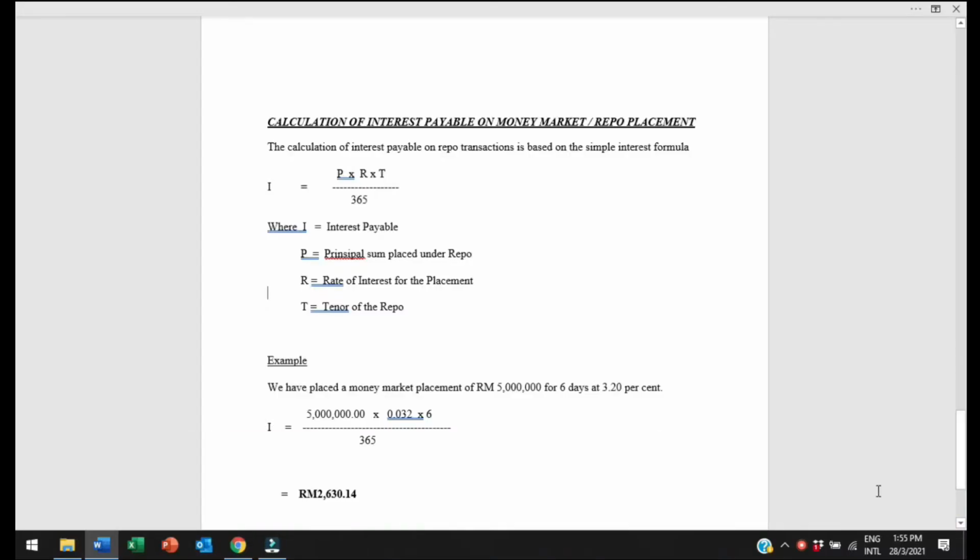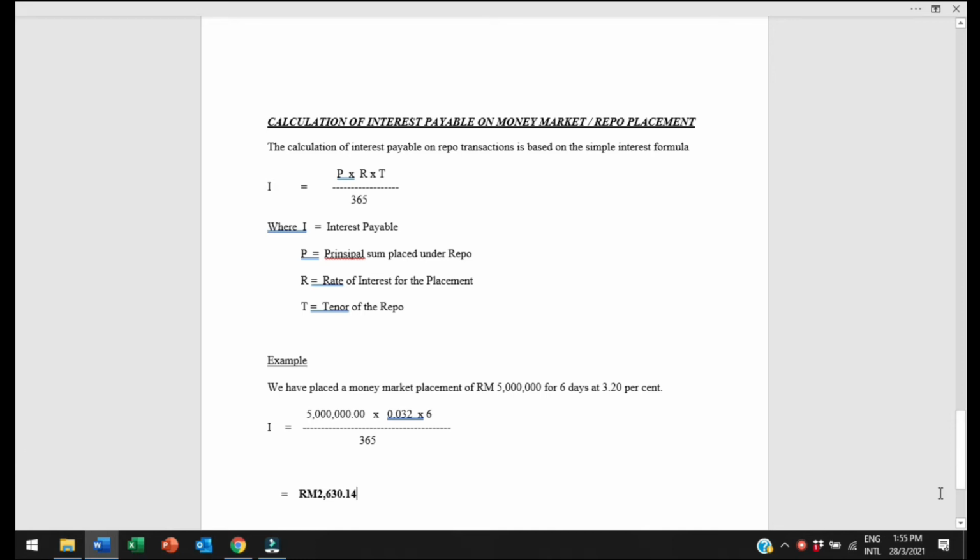So how to calculate the interest payable on money market or repo placement? Essentially, the calculation of interest payable on repo transactions is based on the simple interest formula. I equals P times R times T divided by 365 days, where I is the interest payable, P is the principal sum placed under repo, R is the rate of interest for the placement, and T is the tenure of the repo.